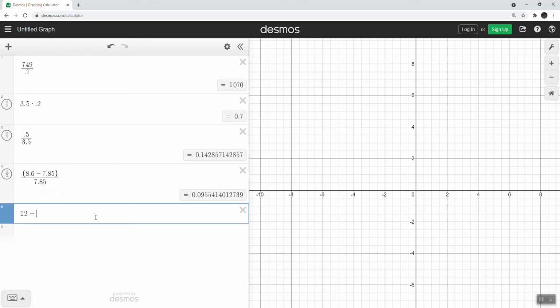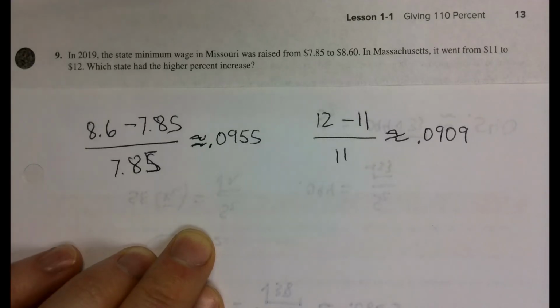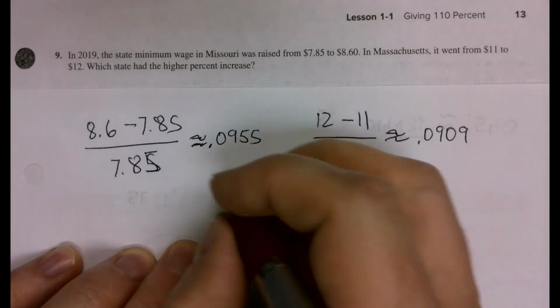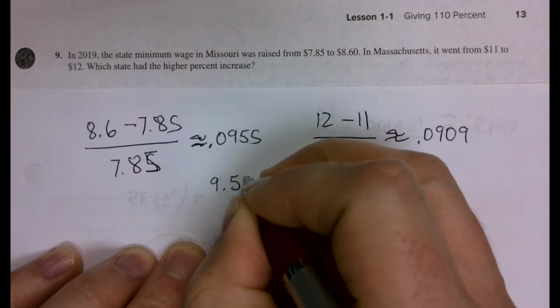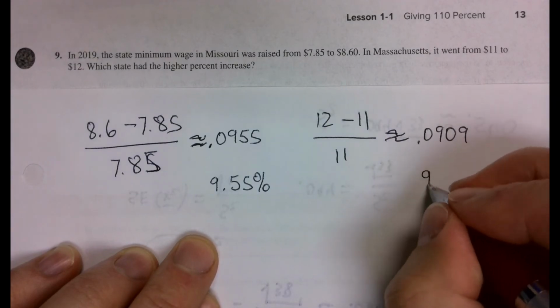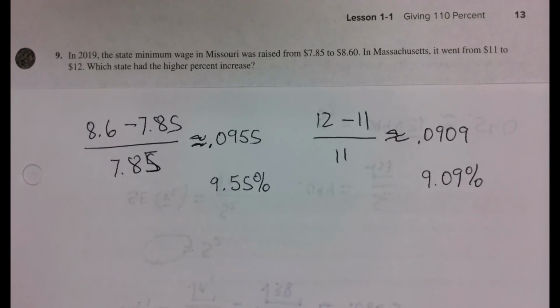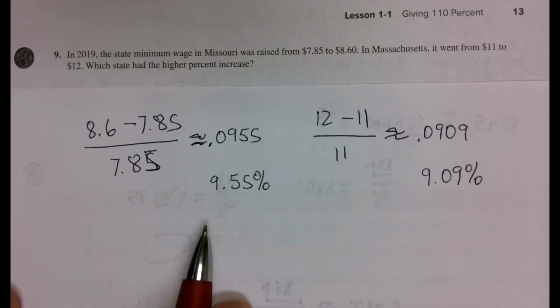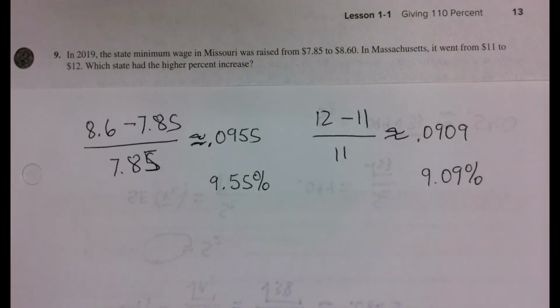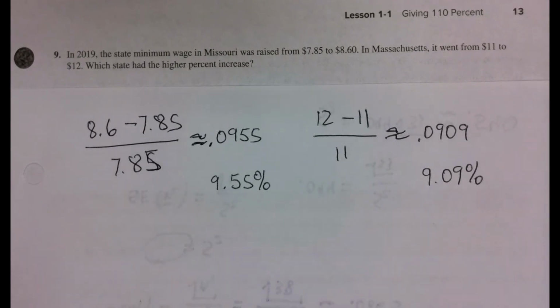And for the other one, it's 12 minus 11. That's pretty clearly 1, but whatever. Divided by 11, and that's approximately 0.0909. So which one had the higher percent increase? Well, let's multiply both of these by 100. That means move it 2 places to the right. You'll see why I chose 4 decimal places. It's a little easier to compare. However, if we round these to the nearest percent, this one would have been 10%, this one would have been 9%. So this one is still clearly higher.